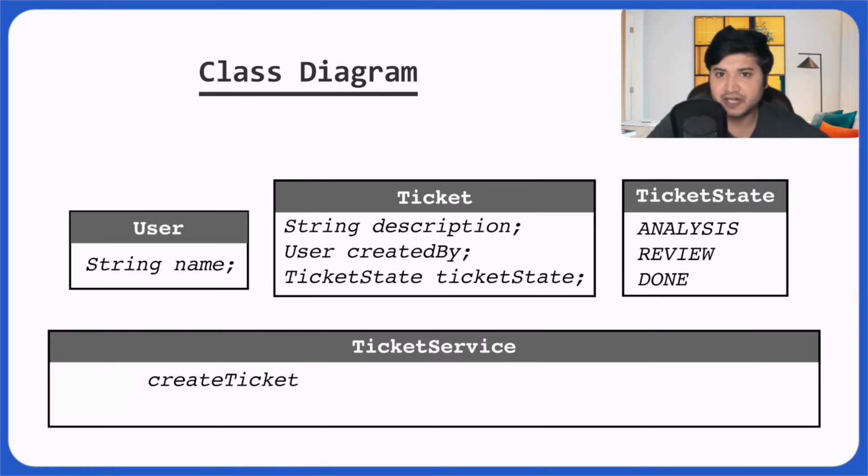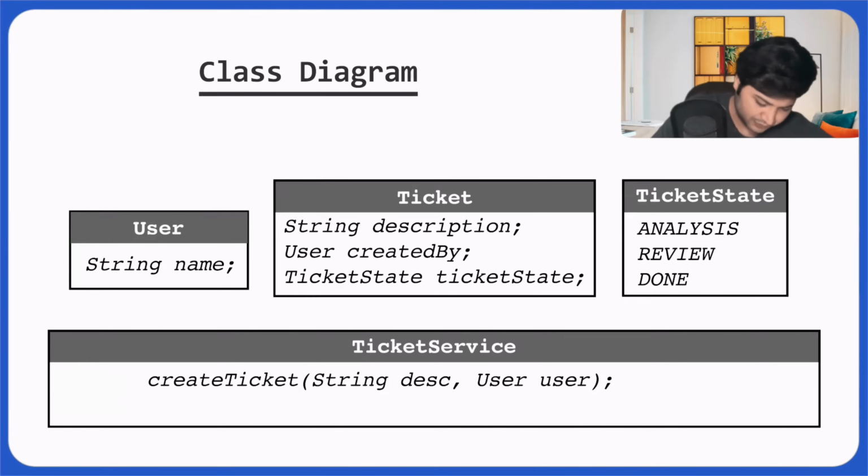As for state, when a ticket is being created, it will always be in an initial state, let's say the analysis state. So it will always be in a particular state. So string description and the other would be user. What would be the return type? Return type would be a ticket.